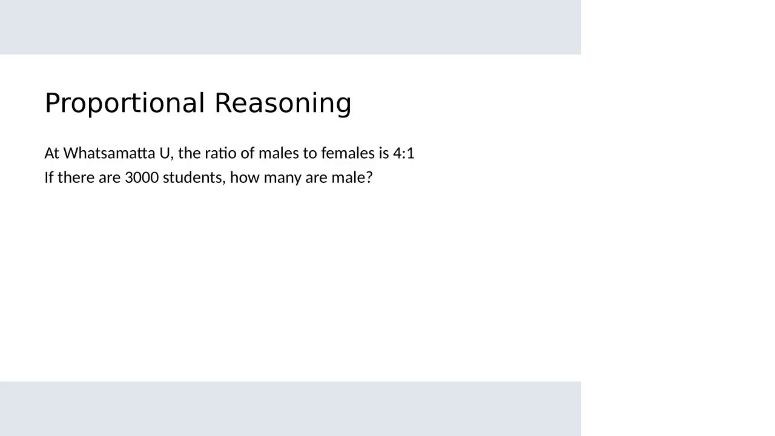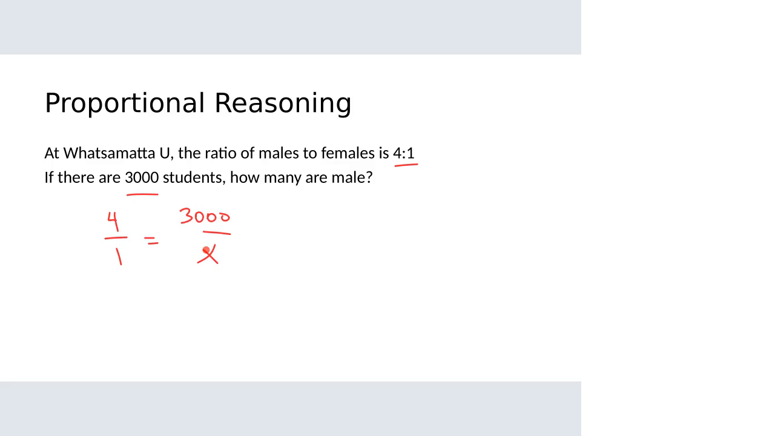At Whatsamatta U, the ratio of males to females is 4-to-1. If there are 4,000 students at the college, how many of them are male? Right off the bat, you might say, okay, I've got 4-to-1 and I've got 3,000 students. So 4-to-1 equals 3,000 over X. I'll solve my proportion. But hold on a minute. We want to be careful and make sure we're reading this correctly.